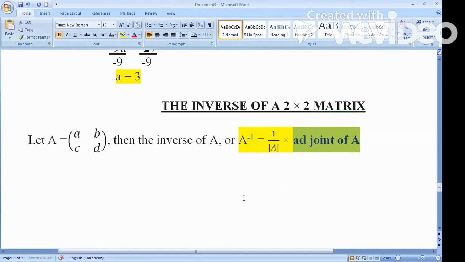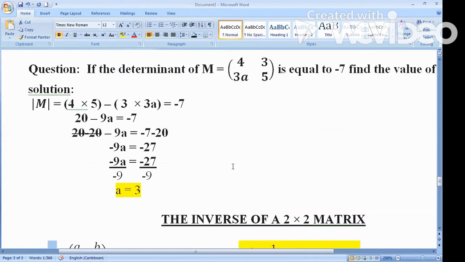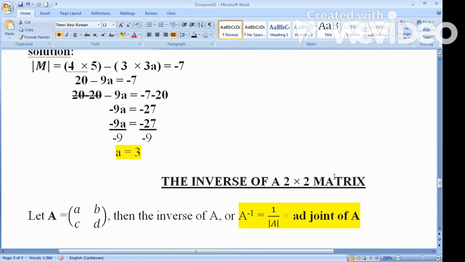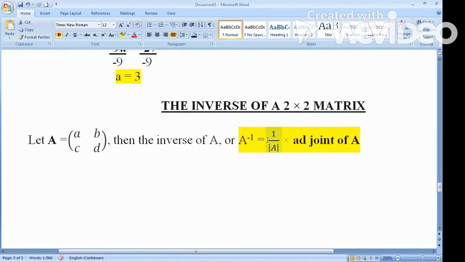The adjoint of A. And when I say A, I'm talking about matrix A. So when it says 1 over the determinant of A, for example, the determinant of matrix M here is -7. So if I want to find the inverse of M, I start with 1 over -7. That's easy. So we're going to look at what we call the adjoint of A.